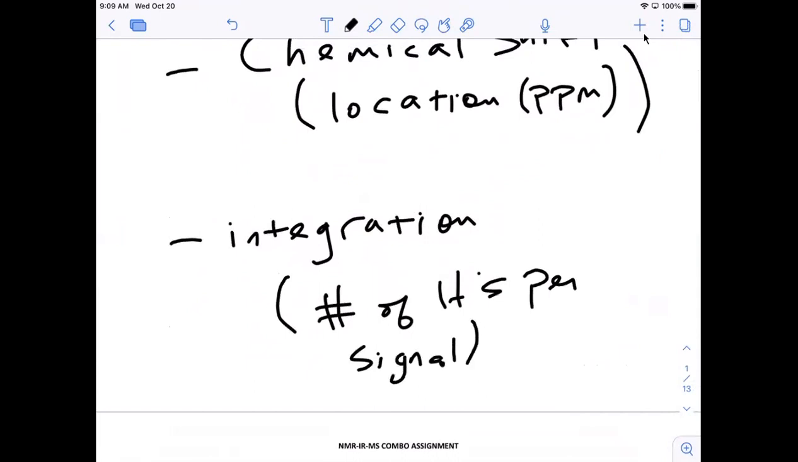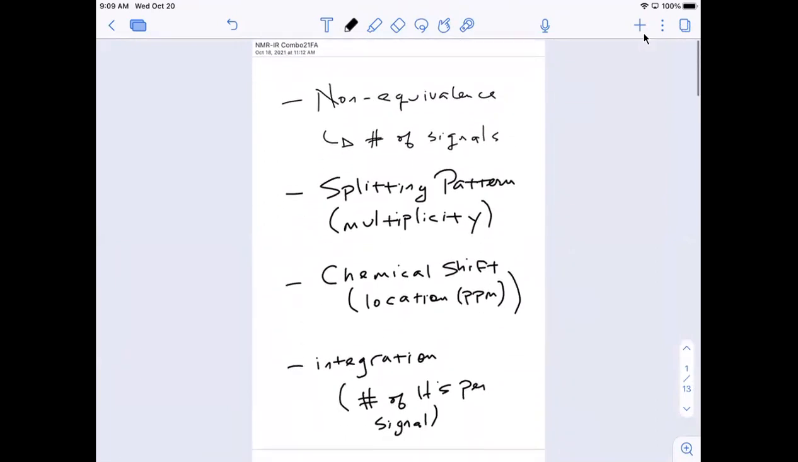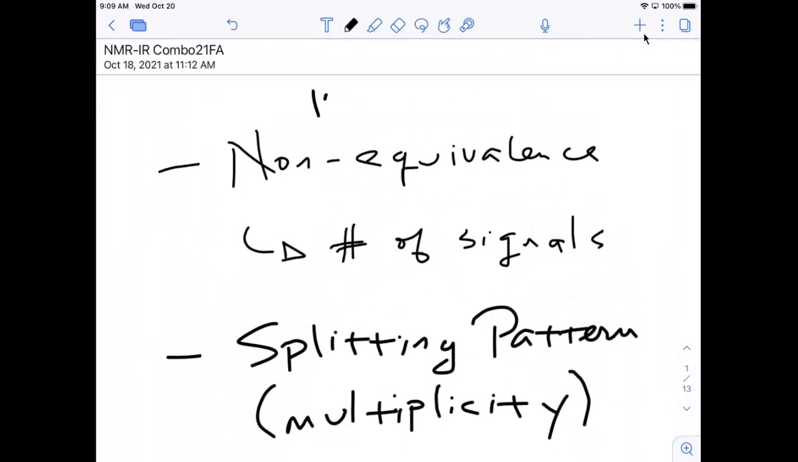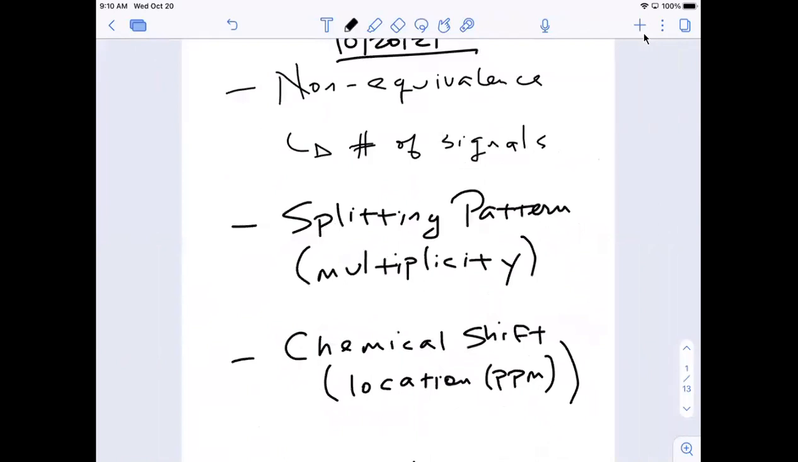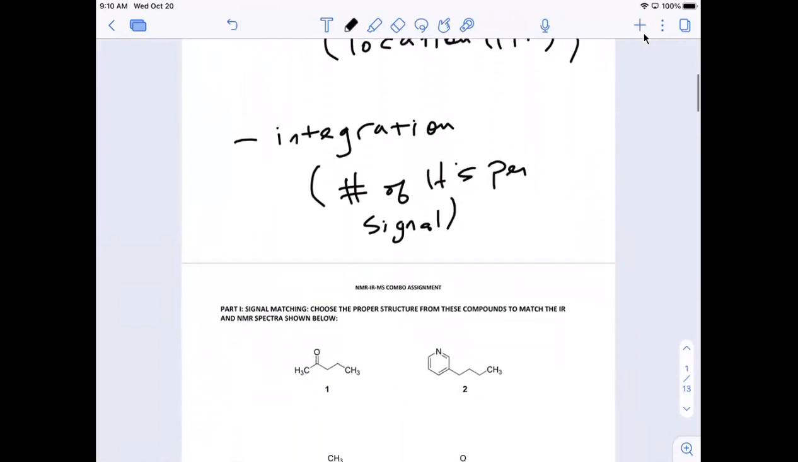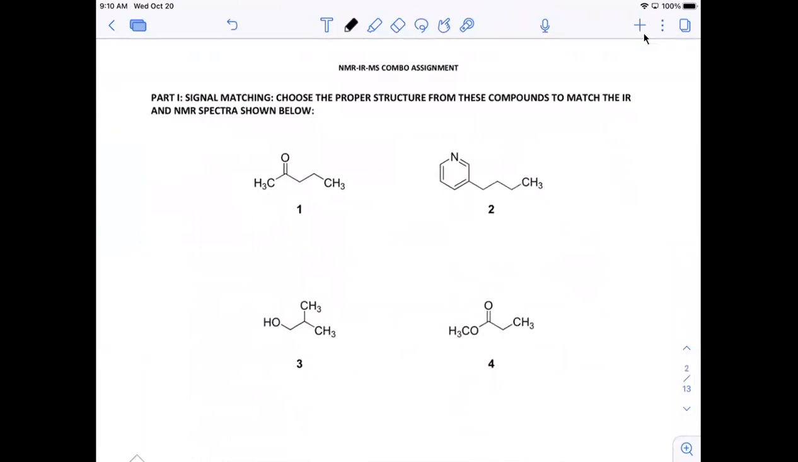All right, so if you understand those four things, it makes these spectra a lot easier to interpret. So non-equivalence is going to determine the number of signals. The splitting pattern means you can determine how many neighboring protons are around that proton, or set of protons. The chemical shift, you can tell if it's in an electron-rich or poor environment, and then the integration is just the number of hydrogens. So we're going to start with these. We're going to start with number one.